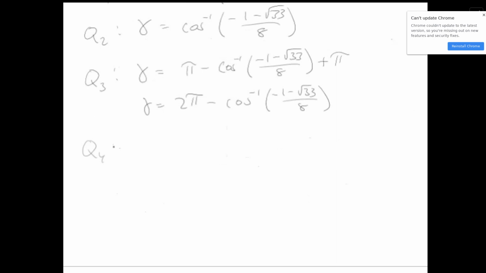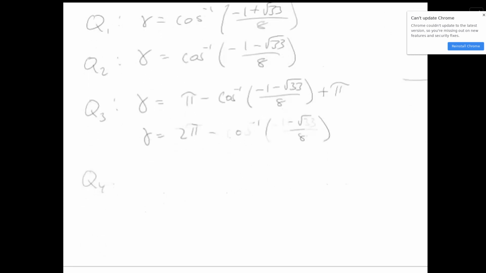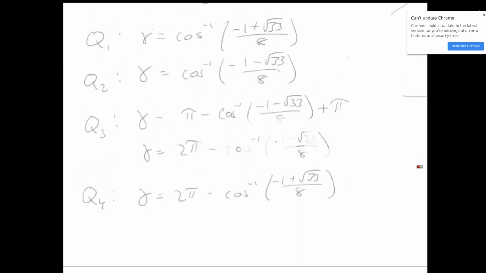And in quadrant 4, here we're just going to take that acute angle and subtract it from 2 pi. So here this is 2 pi minus arc cosine of (negative 1 plus root 33) over 8. Remember, this is the solution in the first quadrant. So those are the answers.